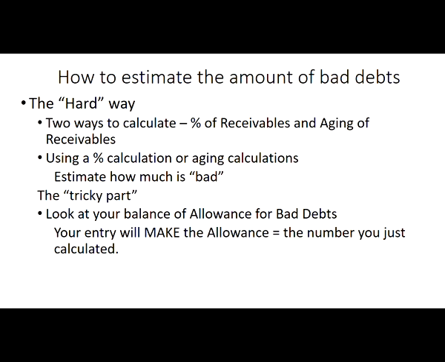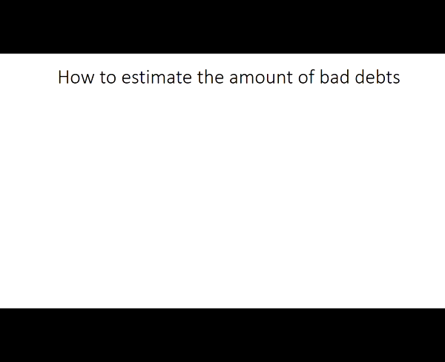We're going to use our calculation, either percentage of receivables or aging, to establish a number that is the reflection of how much bad accounts receivable we have in our accounts receivable account, our estimate of that much. And then we're going to look at our balance for the allowance for bad debts, and then we're going to use an entry to make the allowance equal the number we just calculated. Let's look at an example.